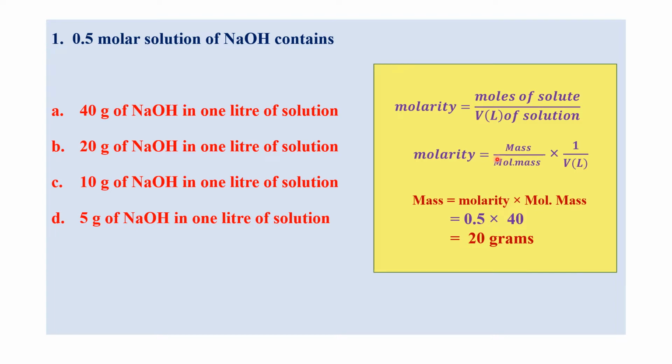On rearranging, separating the mass, it is molarity multiplied by molar mass. Molarity is given in the question, that is 0.5 molar. Molar mass of sodium hydroxide is 40 gram per mole. Solving it, we will get 20 grams. So the answer is 20 gram.